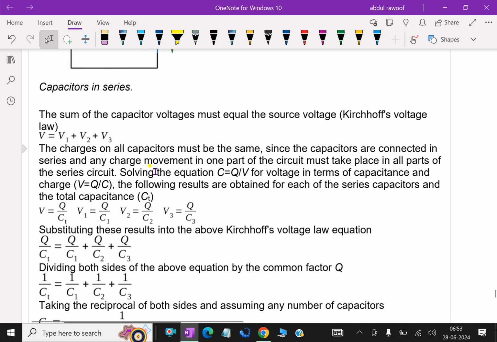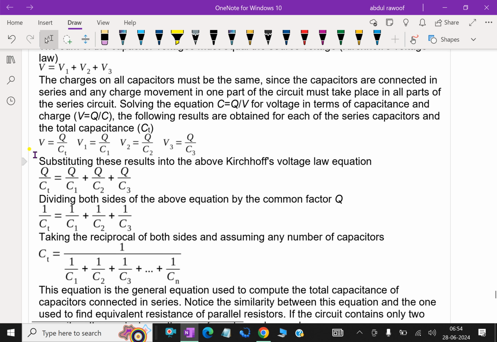The charges on all capacitors must be the same. Since the capacitors are connected in series, any charge movement in one part of the circuit must take place in all parts of the series circuit. That is, we have C equal to Q over V, the formula for voltage in terms of capacitance and charge. The following results are obtained for each of the series capacitors and the total capacitance.